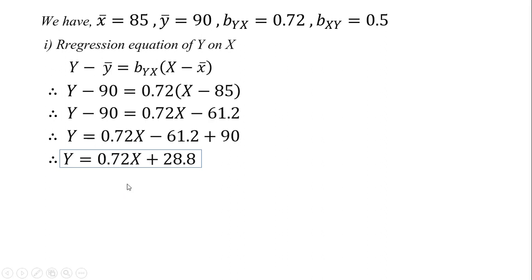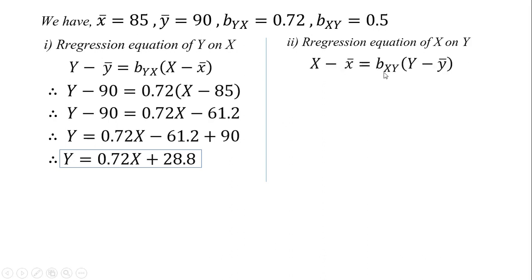Okay. Now second thing, we want to find the regression equation of x on y. The regression equation of x on y is x minus x bar is equal to bxy into bracket y minus y bar. Now we can write this equation by substituting these three values, x bar, y bar and bxy. We have these three values, only we have to substitute here and simplify. So we get x minus x bar is 85 is equal to 0.5 into bracket y minus 90.